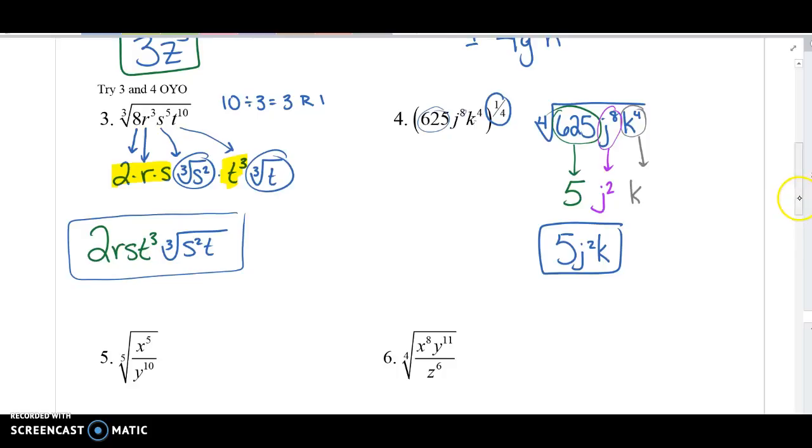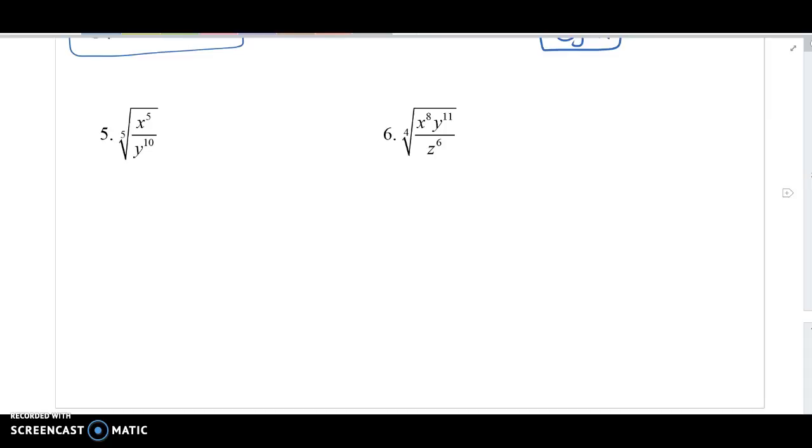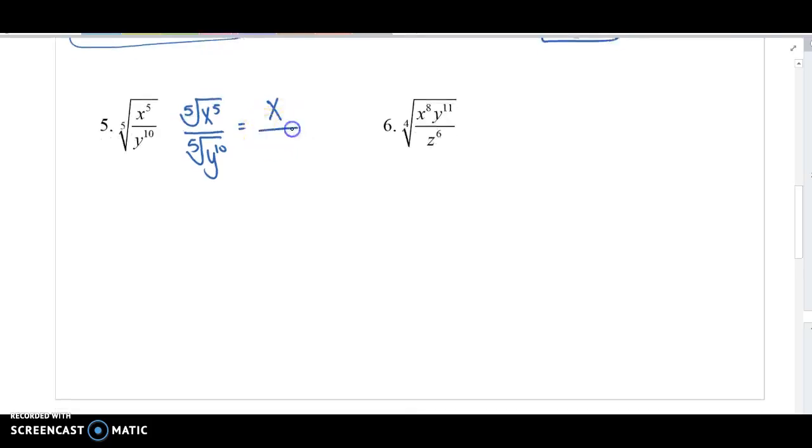All right, take a look at number 5. Number 5 is actually pretty easy. On the top, the 5th root of x to the 5th. What is the 5th root of x to the 5th going to be? X. The 5th root and the exponent of 5 cancel each other out. On the bottom, the 5th root of y to the 10th. Y squared. Okay? You've got 10 factors of y. How many groups of 5? 2 groups of 5.